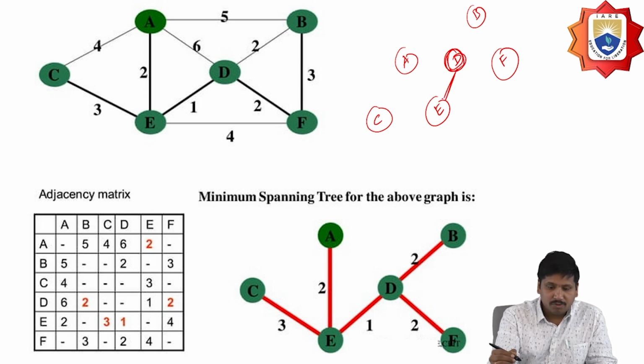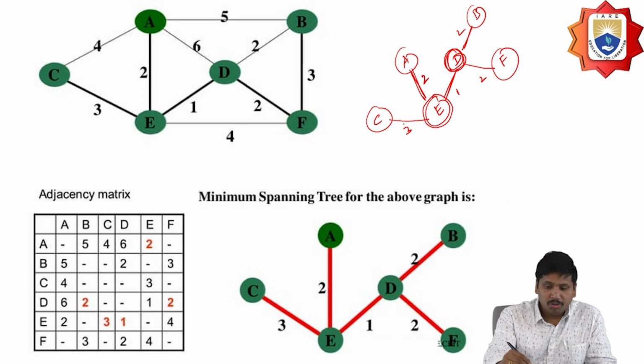D to E I'm going to select, and then from 1 again I'm going to select the next minimum, 2. So 2 is going to be selected. From 2 again I'm going to select the next minimum, so that should be 3, and from here it should be 2. And finally I'm going to have the next minimum weight, that should be 2. So like this I'm going to select these.